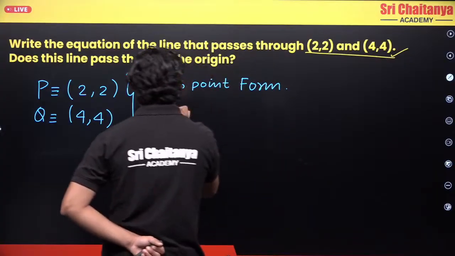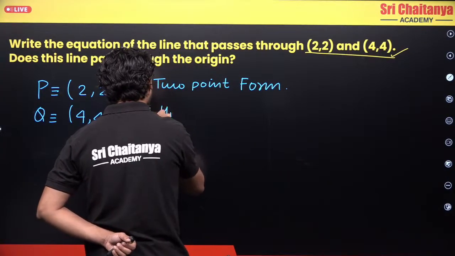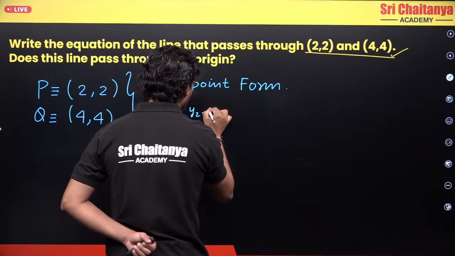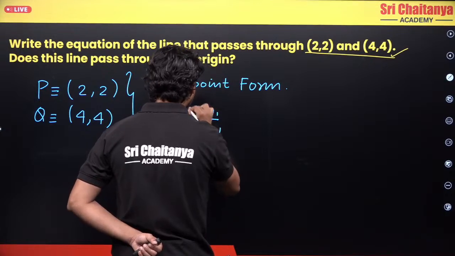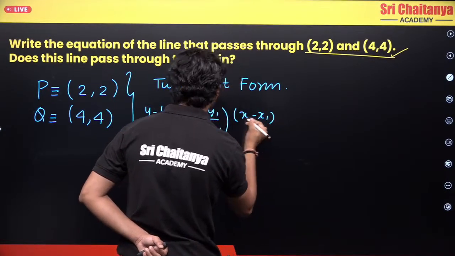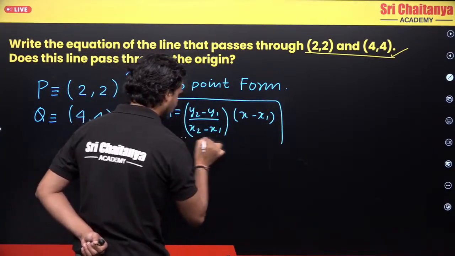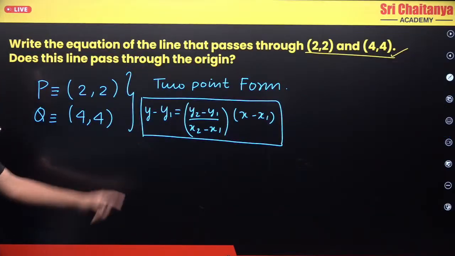So what is the 2-point form? The 2-point form is y minus y1 is equal to y2 minus y1 upon x2 minus x1 into x minus x1. I am using the first equation. You can use the second part also, but I am using this one. You can use any of them.